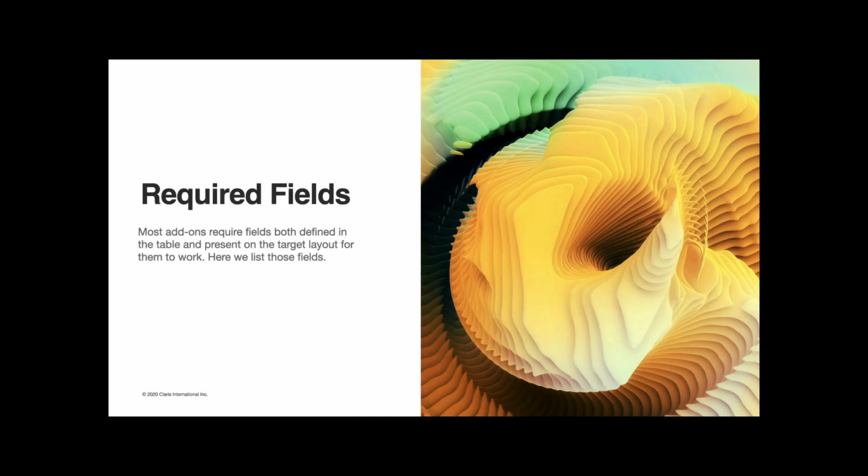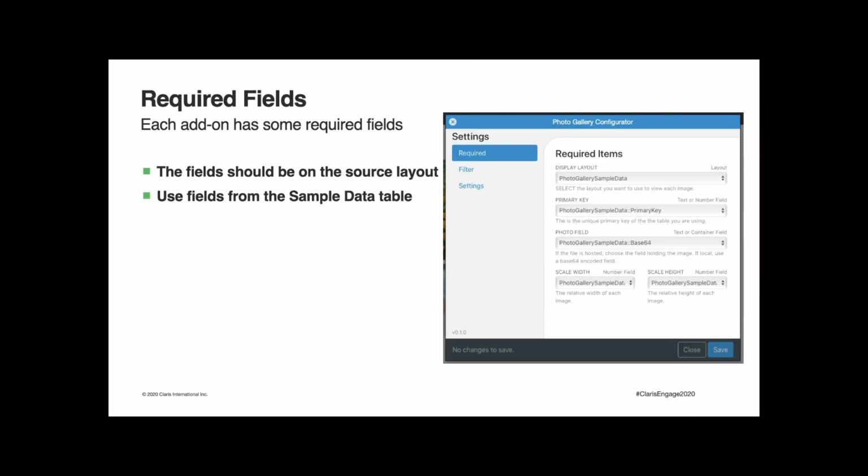All of the add-ons require fields in the source data's table. And we'll take a look at that here. It's important to have these in your source table so that you can easily pick them in the configurator and then have that data render in the add-on. Let's take a look at all of the different add-ons and their required fields.